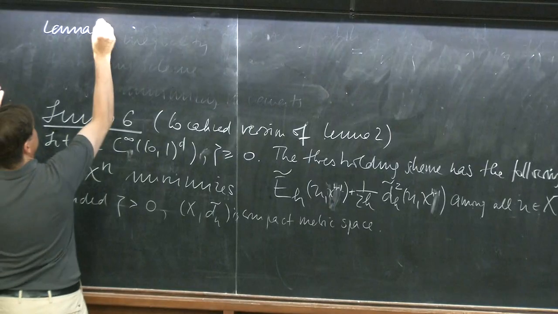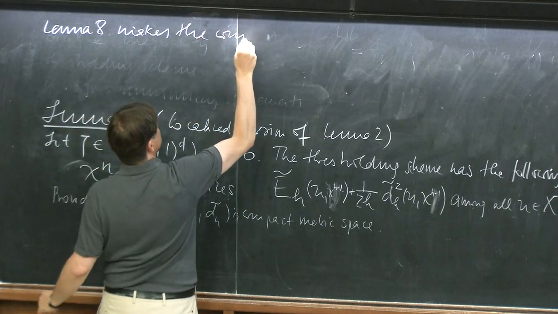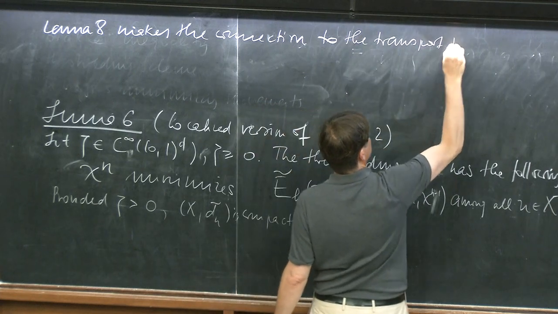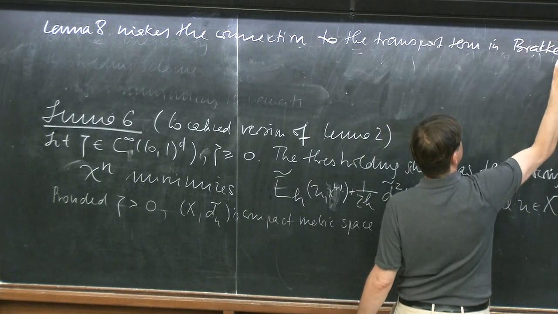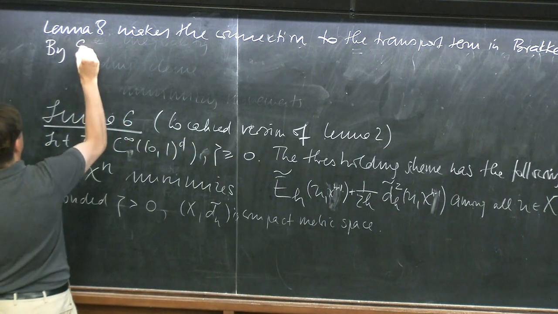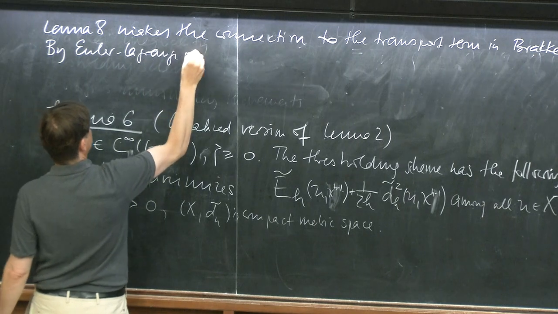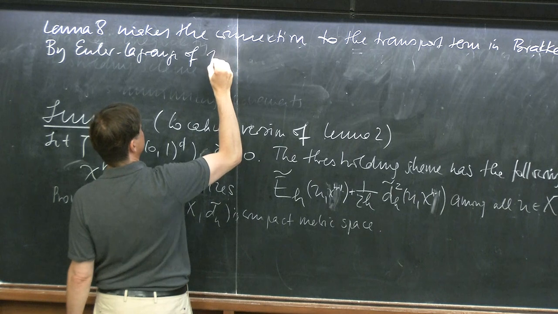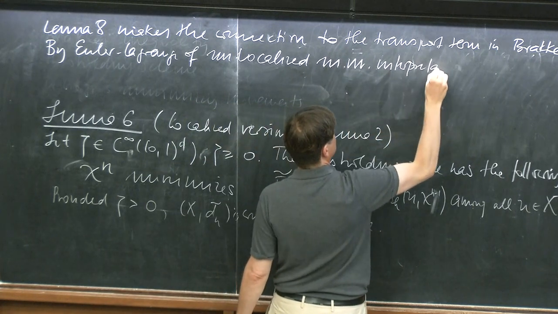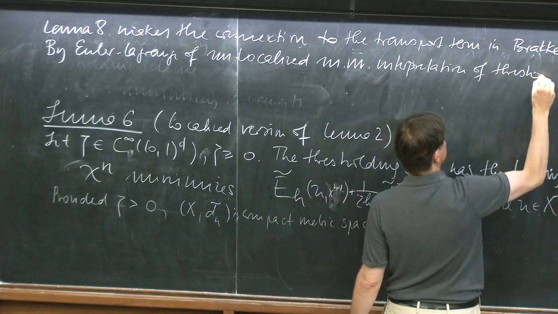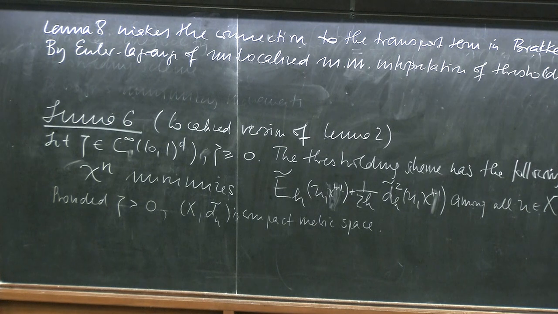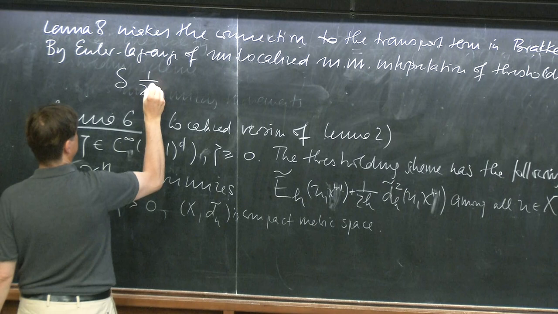Lemma 8 makes the connection to the transport term in Brakke. Why? Because by the Euler-Lagrange equation of the unlocalized minimizing movement interpretation of thresholding, so that was Lemma 2, we have that the first variation, at least if we plug in what we're interested in.